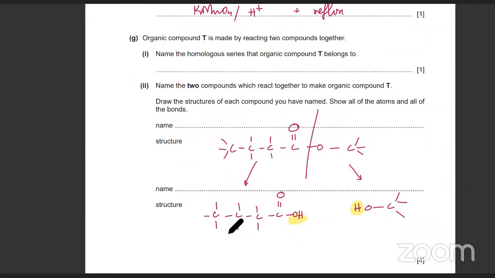Okay, so what is its name? Butanoic acid. And what's the name of this thing? That's an alcohol. What is it called? Methanol. So you've got butanoic acid and you have methanol.